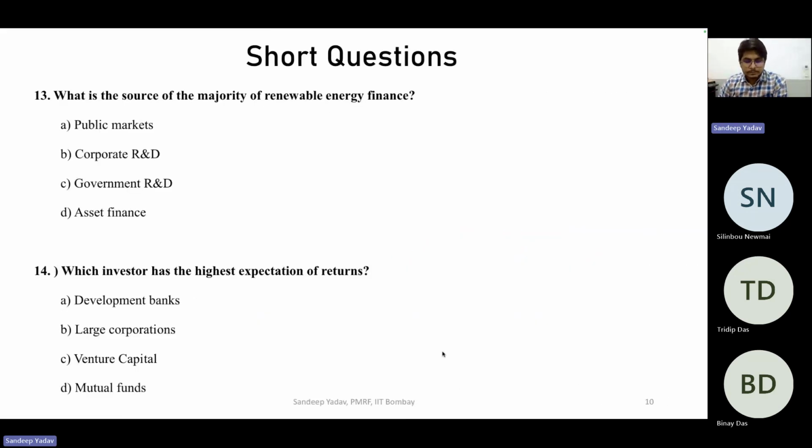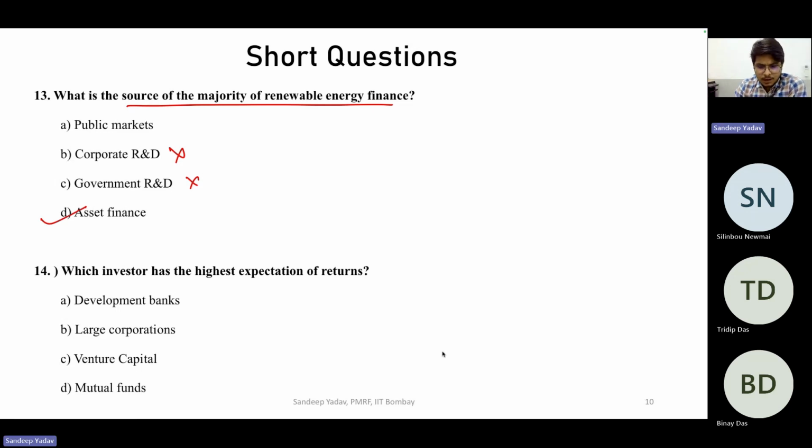So question number 13, just give me a minute. You can still try these two questions. What are the sources of majority renewable energy finance? So let's move ahead. What are the sources of majority of renewable energy finance? Corporate and government R&D will not be a part of it, only the public market and the asset. In that also, asset finance will be the most accurate option.